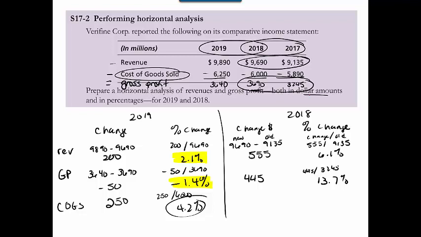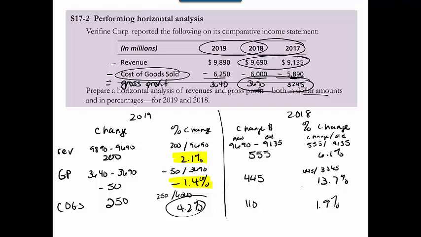So if we look at the year before, their cost of goods sold went from $5,890 to $6,000. So it went up by 110, and that's a 1.9% change. So in the previous year, your revenue went up by 6%. Your costs went up by less than 2%, which is why you see this nice, healthy increase in your gross profit, because your revenue is growing at a faster rate than your expenses. That's what you want to see. 2019, that is not what you want to see. So that's something that you need to keep an eye on.